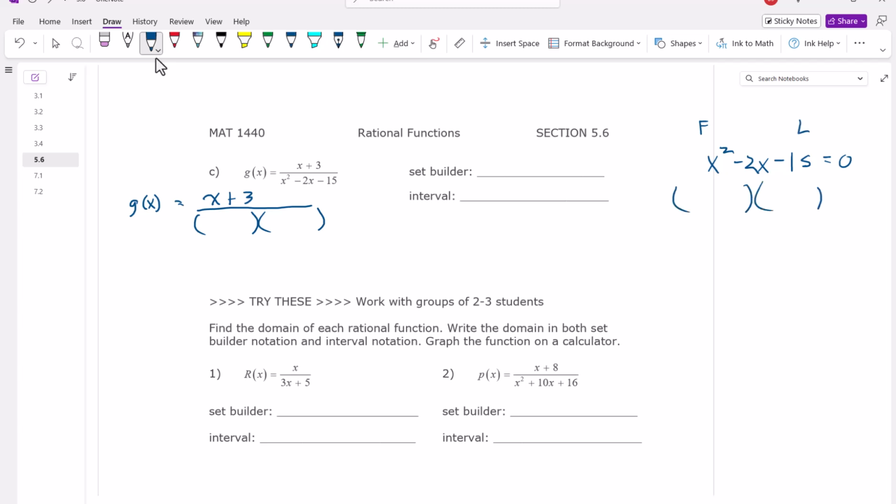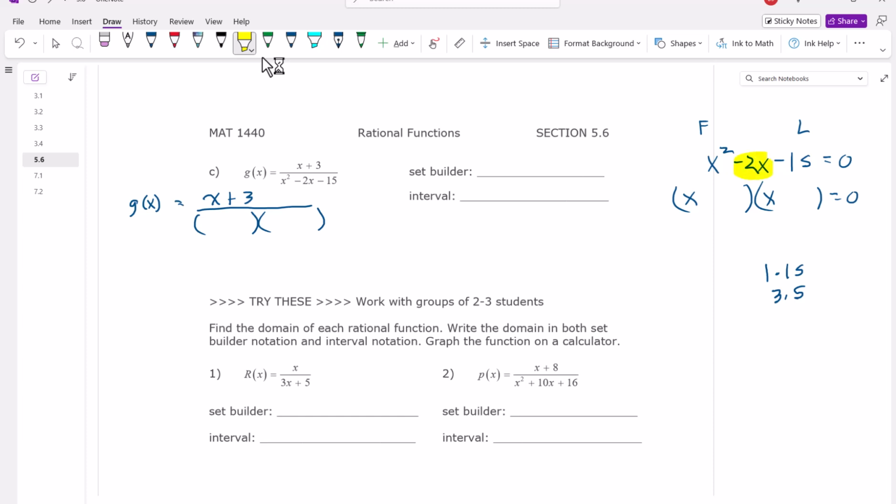This type of trinomial is just creating a FOIL problem in reverse. The first term can only be x times x. Students don't usually have any issue with that. The last term is 15, so you are looking for numbers that multiply to give 15. And there's only two possibilities, 1 and 15 and 3 and 5.